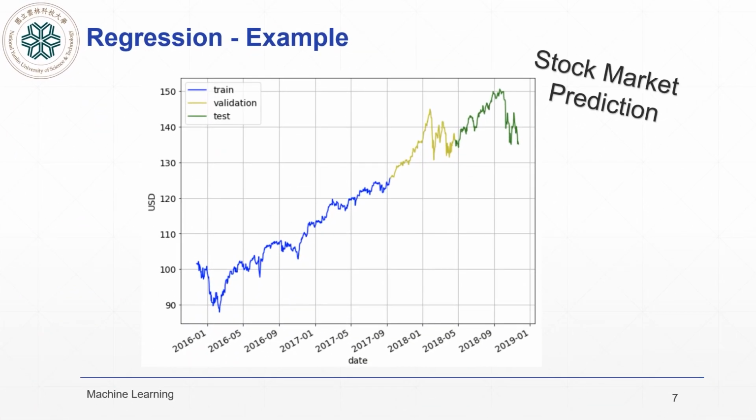Another example of a regression model is stock market forecasting. To solve this problem, we have to use previous data for training and validation, and finally we test the model with early data. You look at the training data, which is shown in blue color, for the validation you use the yellow color, and for testing you use the green color. Our target for stock market prediction looks like this figure.